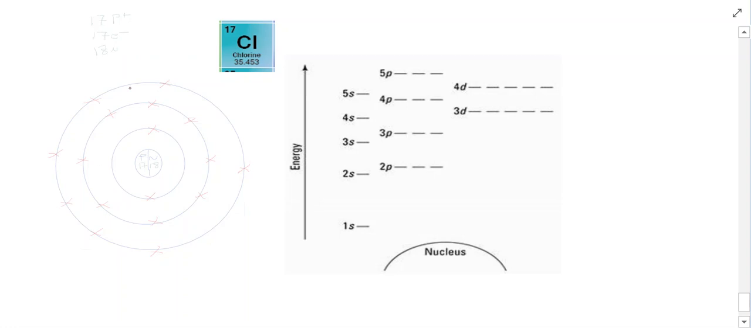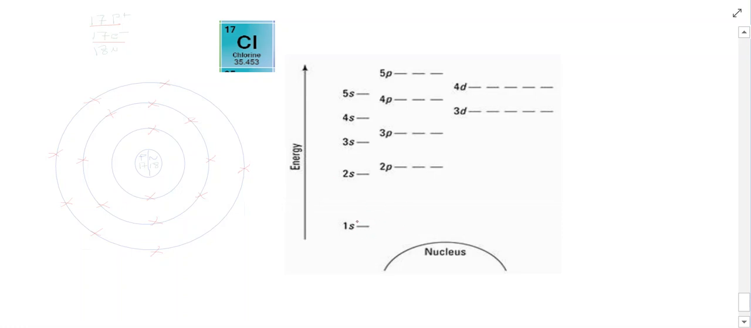So you have 17 electrons here, so the charges are balanced. We have 17 positive charges and 17 negative charges from the electrons, therefore it's balanced. So what does that look like if we were to draw this using this model here?